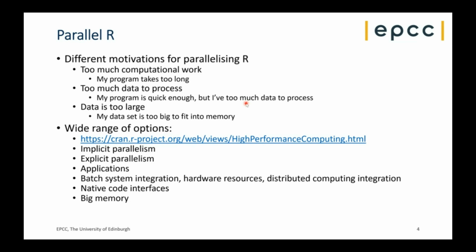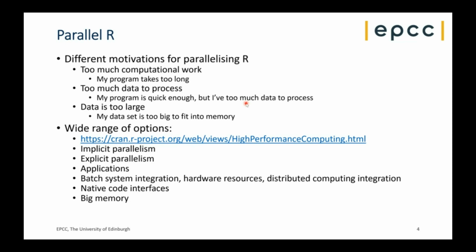Of course, for data analytics, it could often be that we've got too much data to process. So my program is quick enough, but I've got too much data to get through, too many files, too many data sets, so doing them one after another serially is just too slow. And as we've seen today, there are ways we can do that with job arrays, which means we can take the same serial program, which hasn't been parallelized, and run it pretty quickly across large numbers of resources on ARCHER2.